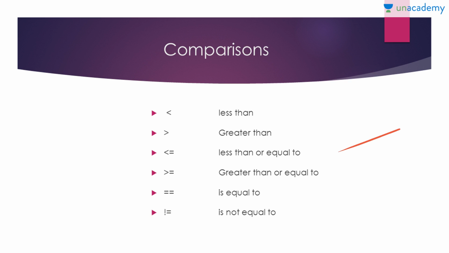And if we simply use one equal sign, it's the sign for assignment, right? It simply assigns a value. And when you use two equal signs, it means that you are comparing the values. And in the same way, if something is not equal to, this is the sign for not equal to, right? So how can we compare using these things?